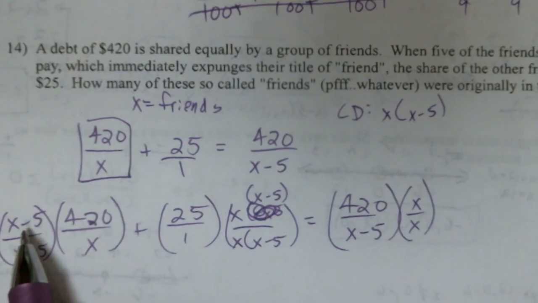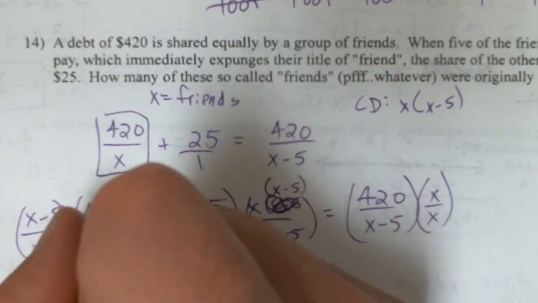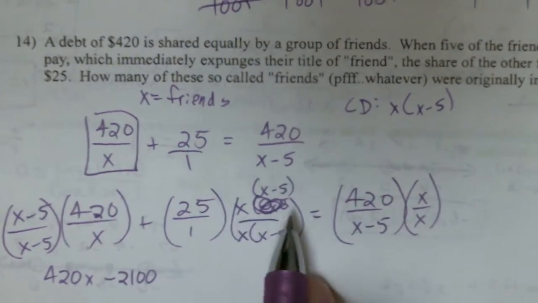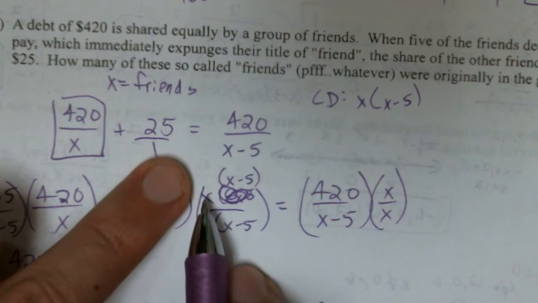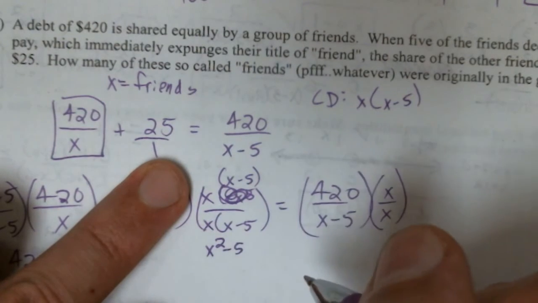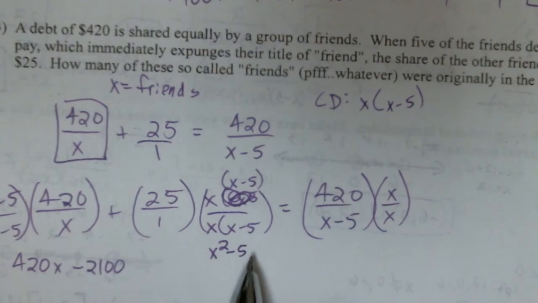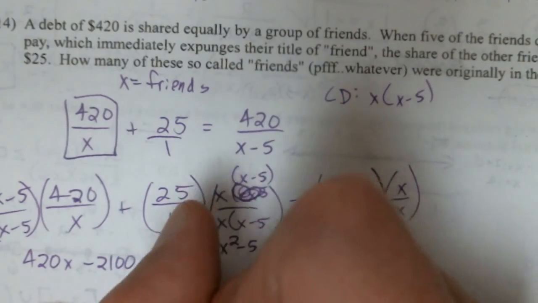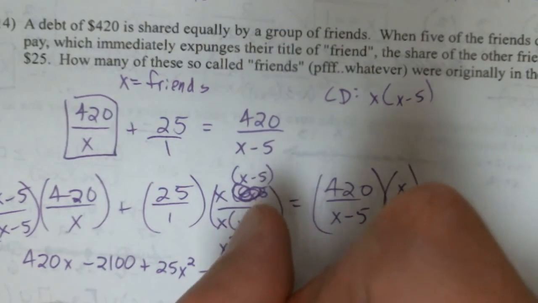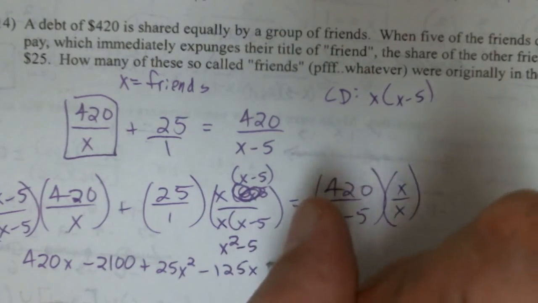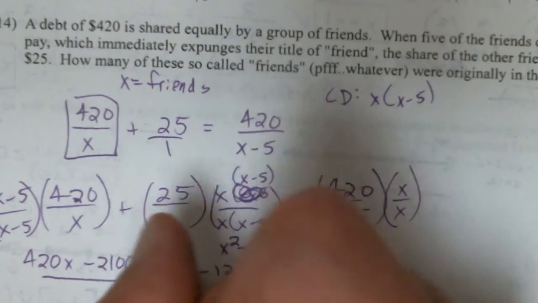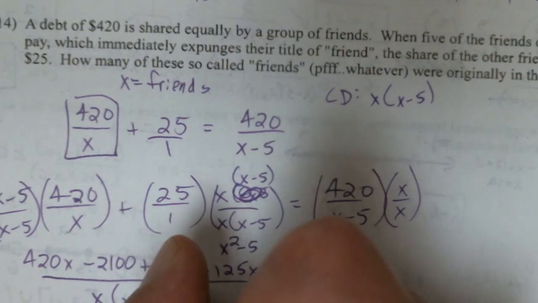Okay, so now let's distribute. x times 420, that's 420x. Negative 5 times 420 is negative 2100. All right, now here, this is a little tricky. I would go ahead and multiply the x times x minus 5. x times x minus 5 is x squared minus 5x. And then I would distribute the 25 to the x squared minus 5x. That's going to be plus 25x squared. 25 times negative 5 is minus 125x. And then here, just multiply 420 times x. And all of this is over our common denominator of x times x minus 5.